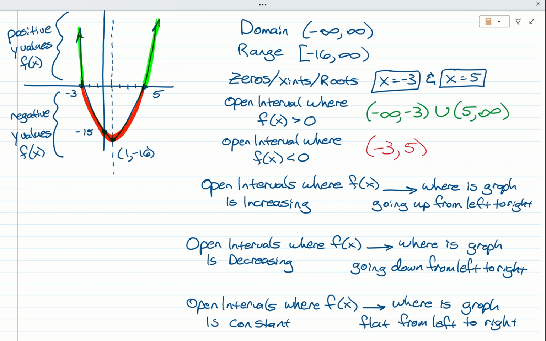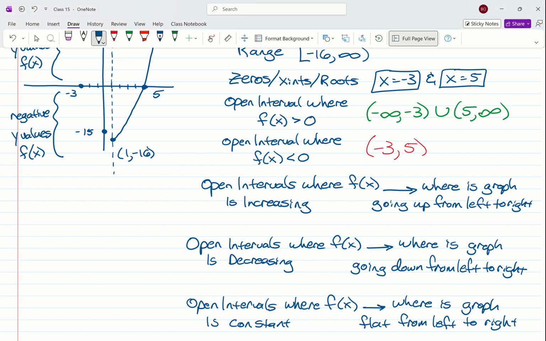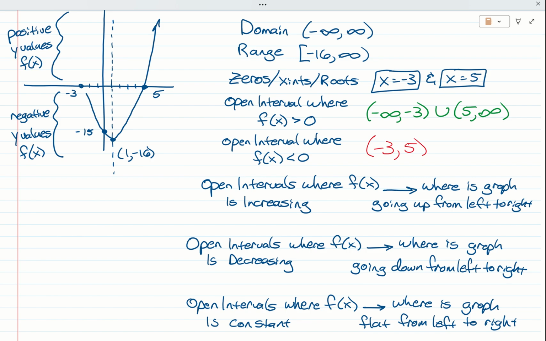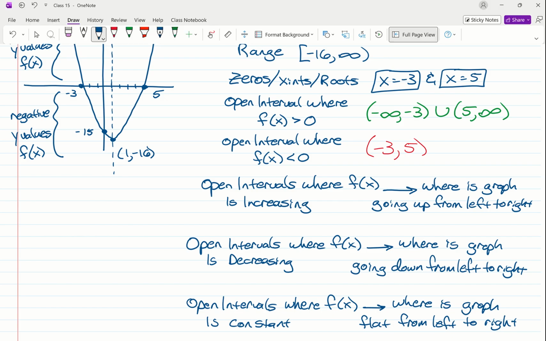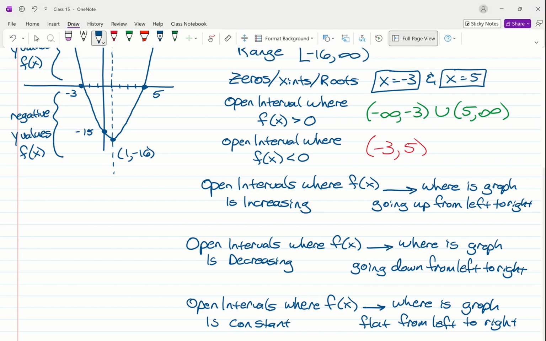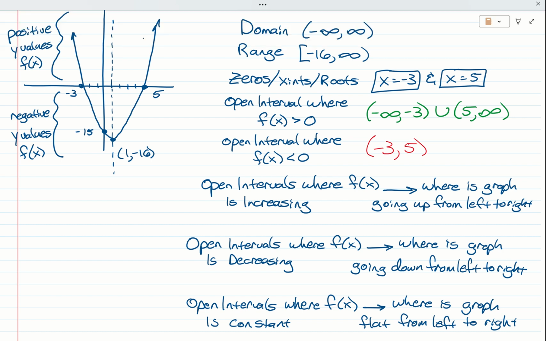Okay. So let's go back to our graph and let's figure this out. All right, so let me just put the graph back here. If you were to trace this graph from left to right, it looks like the trajectory of the graph right here, we're going down, down, down, right until about this point right there. Okay, that's where the graph is decreasing.